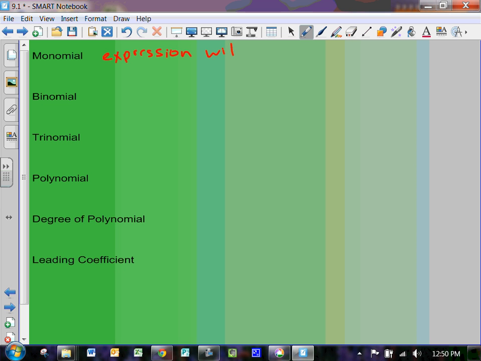Expression with one term. We've talked about terms before. Terms are anything that's separated by a plus sign or a minus sign. An example of that would be like 2x has one term, but 2x plus 3 has two terms. So here's one, here's the second one, so two terms there. So that's not a monomial, but we are going to use that example later. Another example might be something like 3x squared as a single term. It's a monomial.